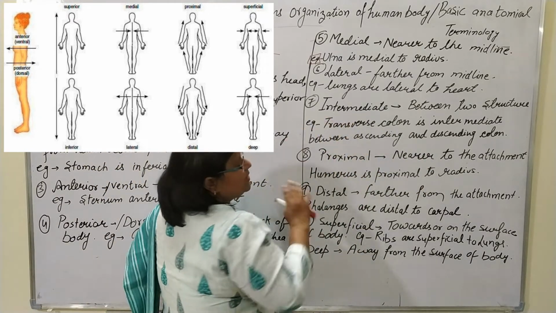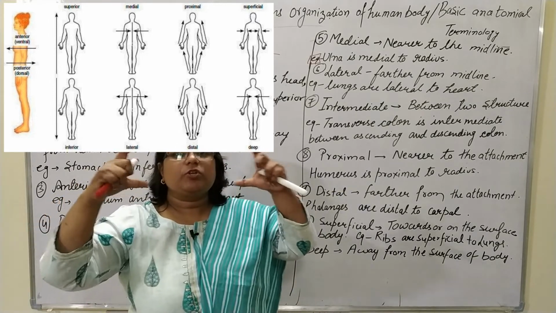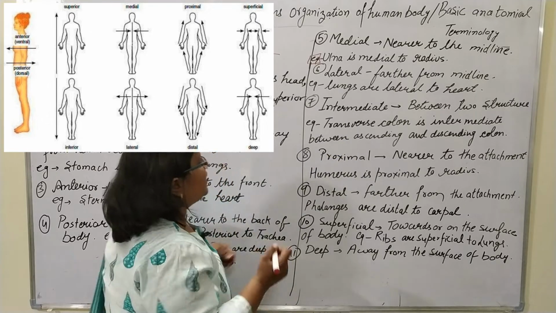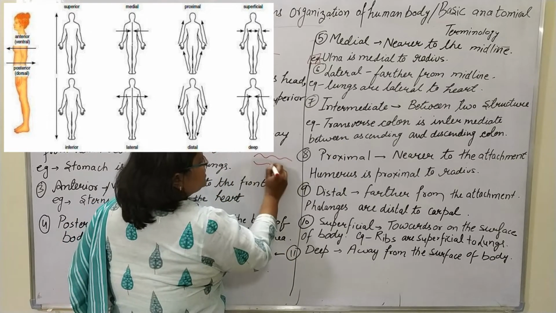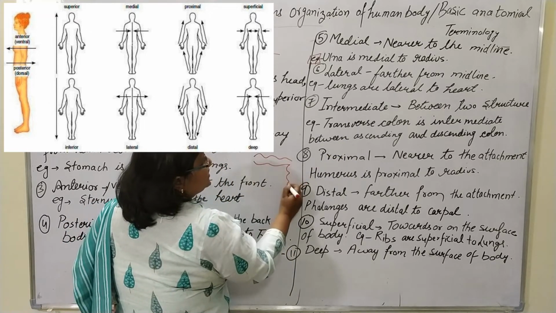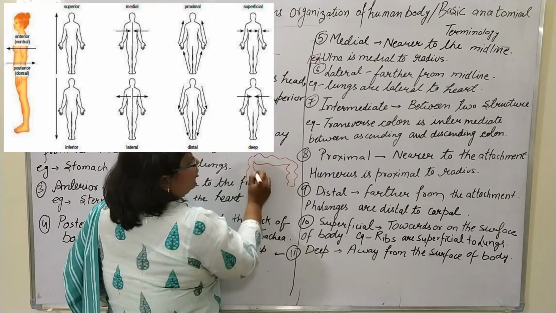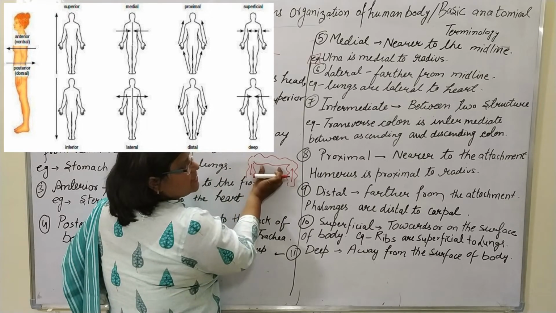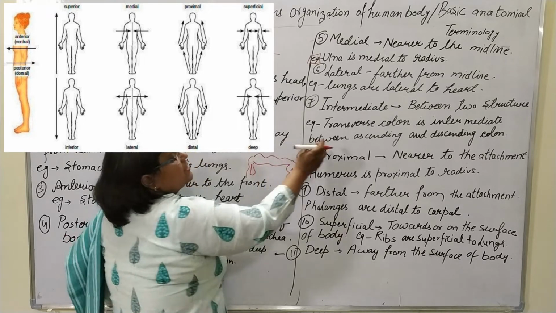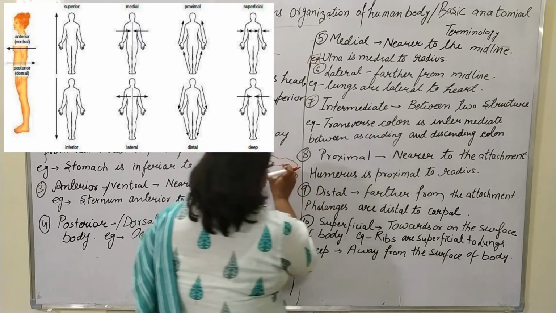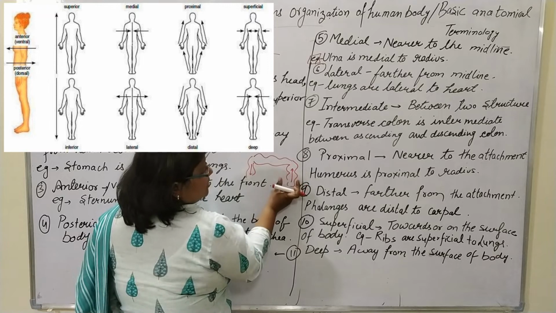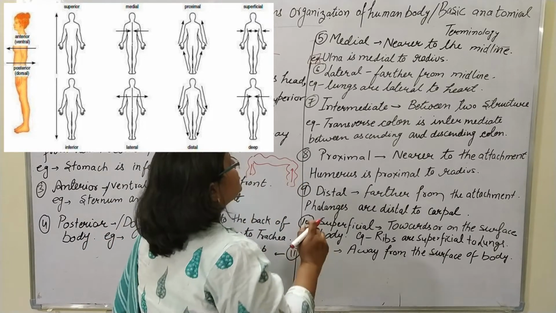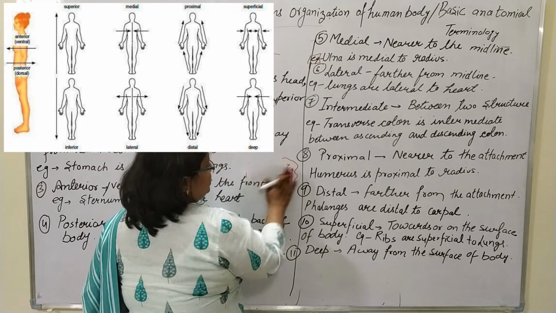Next is the intermediate. Intermediate means between two structures. For example, the transverse colon is present intermediate of the ascending and descending colon. This is the transverse colon. The transverse colon is intermediate between the ascending and descending colon. So intermediate means between two structures.